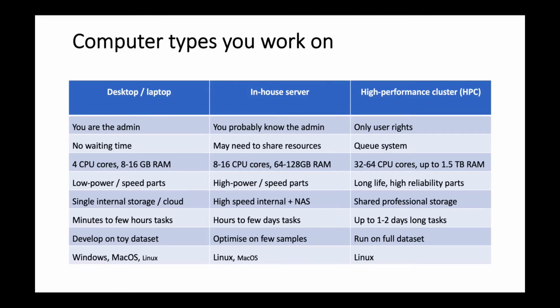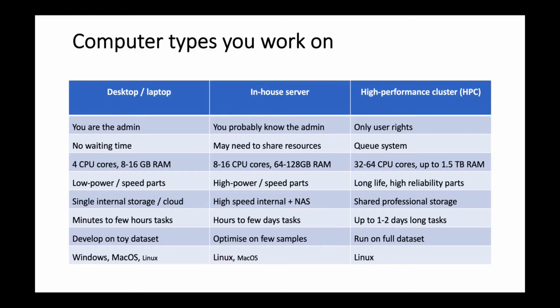And the memory is usually 6 gigabytes per CPU core or 12 gigabytes per CPU core, but can go up to 1.5 terabytes nowadays easily. In terms of what type of components you have in your computer, desktops, and especially laptops, have low power CPUs, low power memory modules, which means that it's not just the power that is low, but also the speed is lower. In the in-house servers, you usually have very high power and high speed parts.